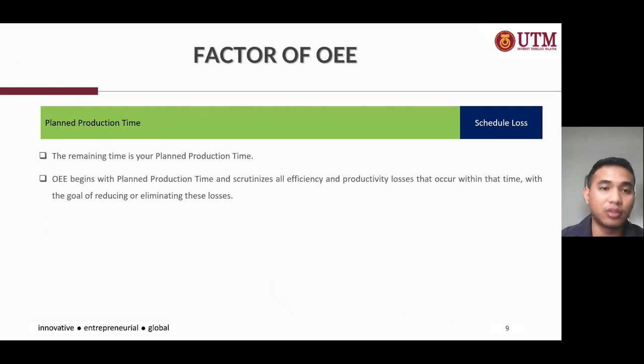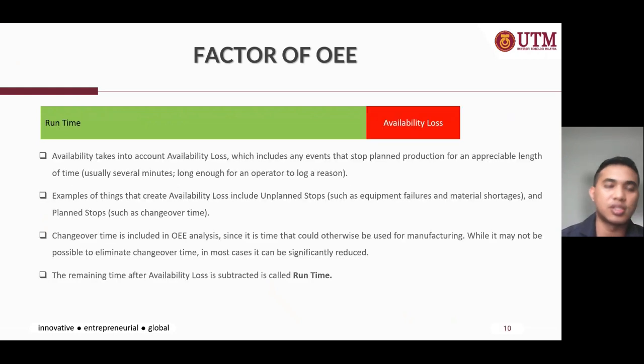When we understand that, the remaining time from the all time is our planned production time. OEE begins with planned production time and scrutinizes all efficiency and productivity losses that occur within that time, with the goal of reducing or eliminating these losses.